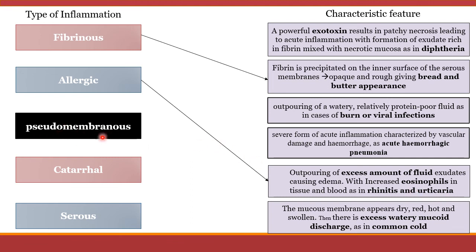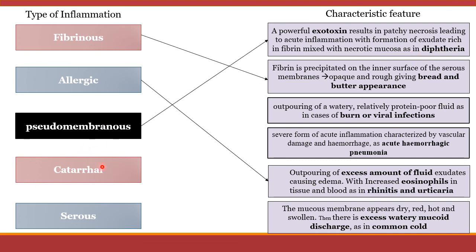Next, we have pseudomembranous inflammation. What is characteristic of pseudomembranous inflammation? Yes, usually it happens with an infection or a microorganism that secretes exotoxin, leading to necrosis and the formation of exudates that are rich with fibrin. Along with the necrotic material, it will lead to formation of a pseudomembrane that is dirty, whitish, and loosely attached to underlying tissue. Most commonly, this happens with diphtheria or a disease called bacillary dysentery.